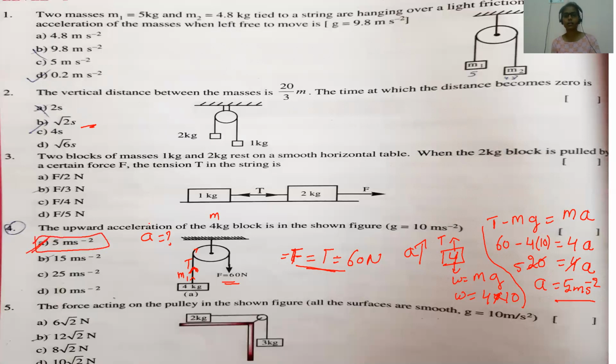Understood, children, everyone? Any doubt in this problem? Think, you need to identify that the tension must be equal to the applied force only, because it is the same rope. Wherever you pull, the same tension in the same rope is going to act. Okay.